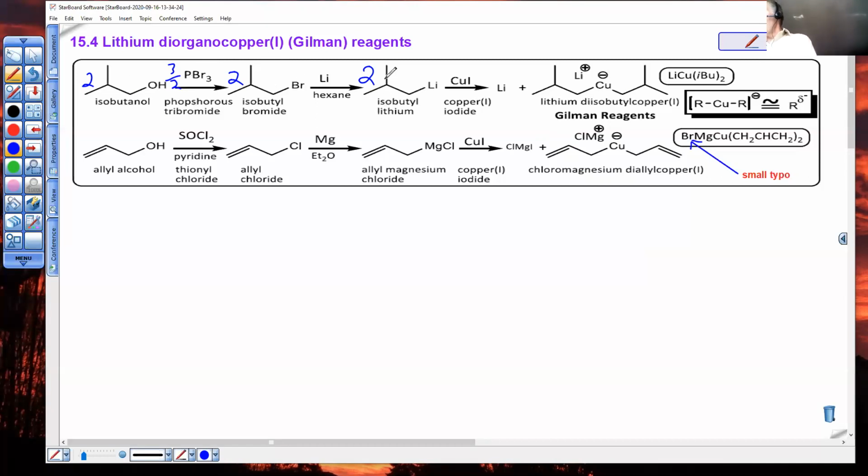And we're going to make 2 moles of this react to make 1 mole of what's called a Gilman reagent, where you see 2 of these carbon groups attached to copper. We call those ligands. There's an isobutyl ligand here. And we also have another one over here. If you're worried about redox, there was no redox here. Copper is still +1. Let's do the math.